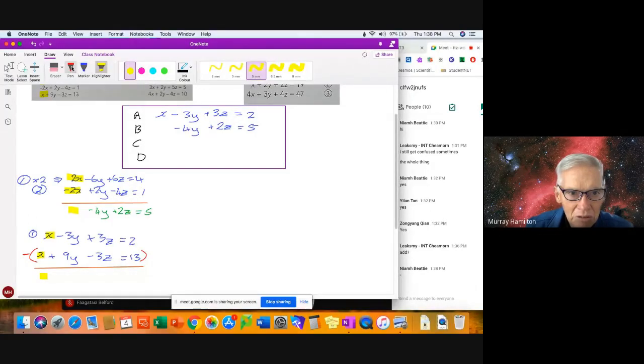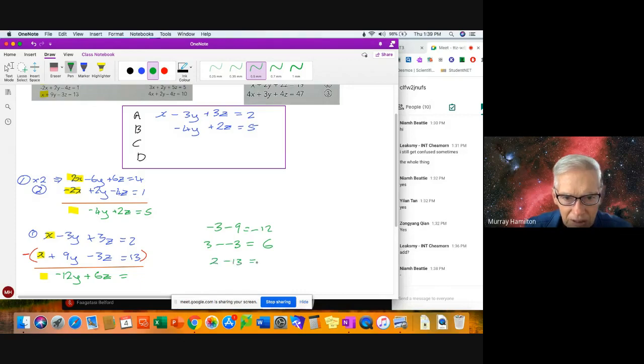Now I'm going to do the other two, and I'm going to subtract away negative 3y minus 9. So you've got to go negative 3 minus 9, that's going to give me negative 12. So it's negative 12y. Then I've got to go 3 minus negative 3. 3 minus negative 3 becomes 6. So I've got 6 there. And then I go to 2 minus 13. It gives me negative 11.